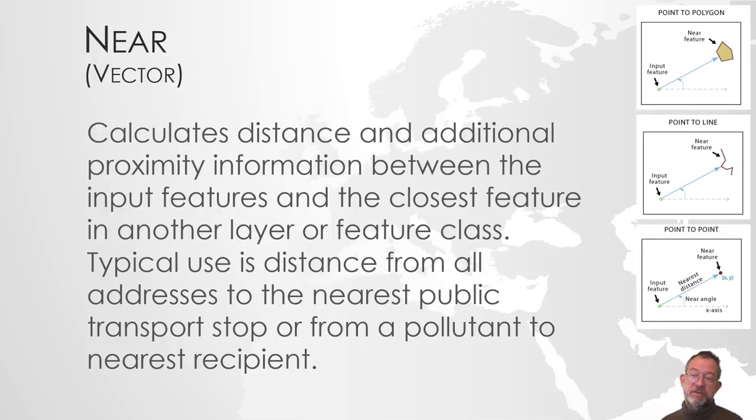What Near does is that, for any input, in our case addresses, we'll be looking at the shortest distance to another object. That other object can be a road, a park as a polygon, a line as a road, or it can be a point as a station.